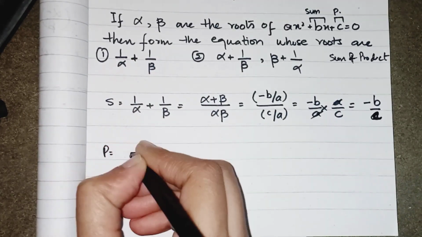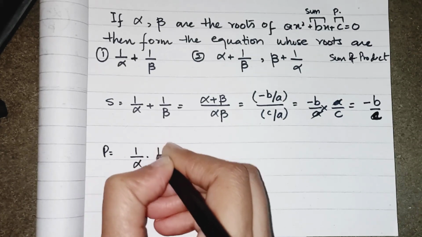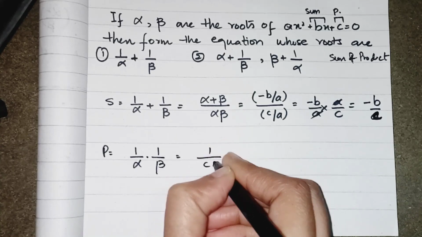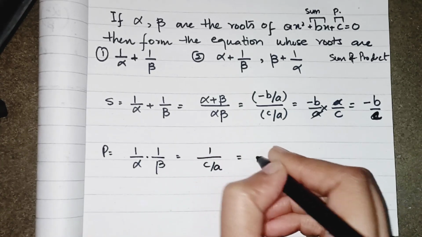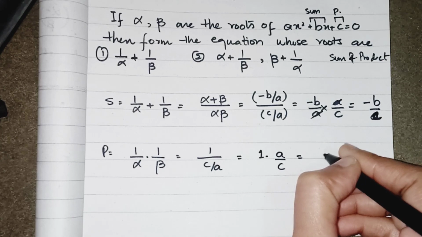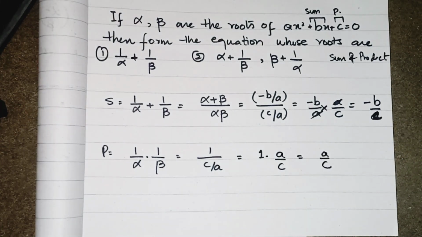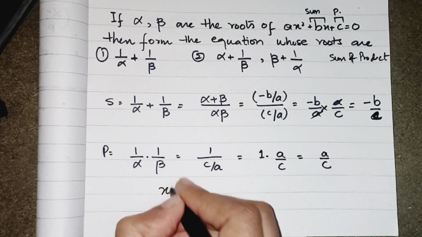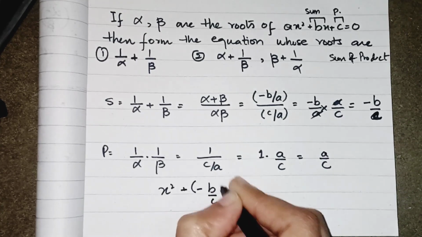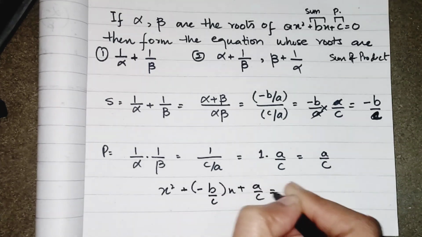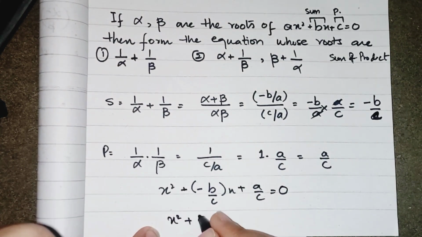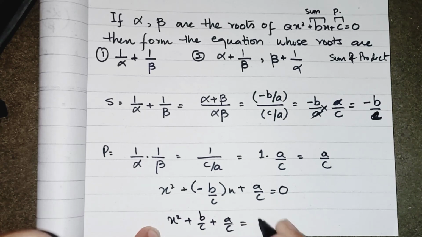Now for the product, we take 1 upon alpha multiplied by 1 upon beta. The value of alpha into beta is c upon a, again fraction over fraction, so 1 multiplied by a upon c, which equals a upon c. Now we can easily write the equation. Our equation will be x² minus (sum) x plus (product) equals 0, which is x² + (b upon c)x + a upon c = 0.